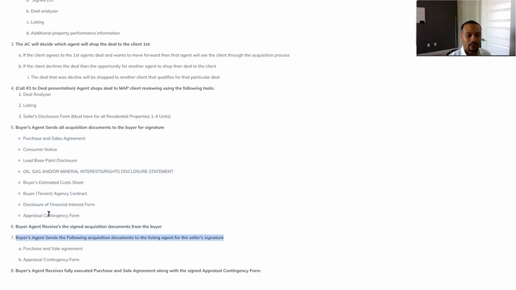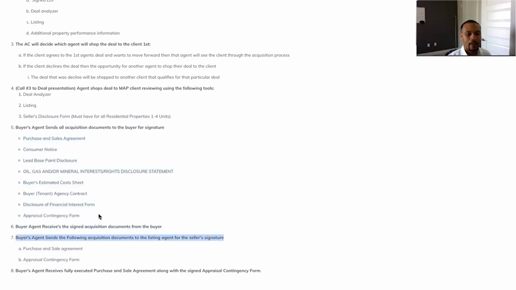The buyer's agent then sends the following acquisition documents to the listing agent for the seller's signature. So you sign first, meaning all these documents here, and some of these documents the seller has to sign, like the purchase and sale agreement. Then we send it to the seller to get this document fully executed, which means both the buyer and the seller signed off on the contract. Congrats, you've got a deal in the contract.